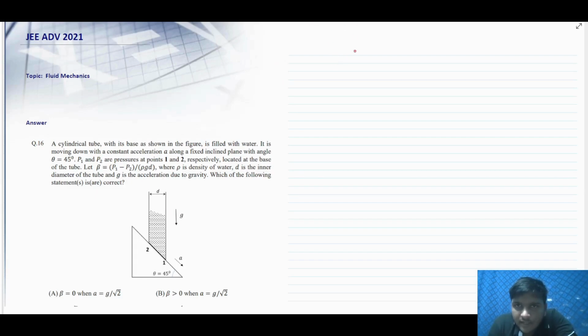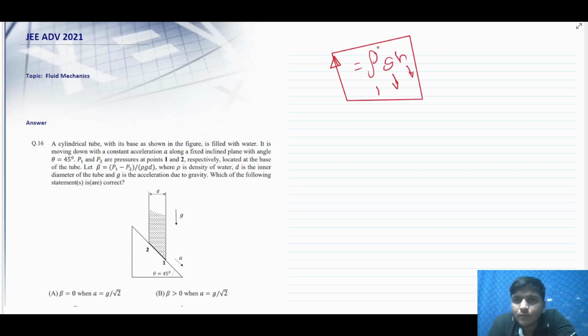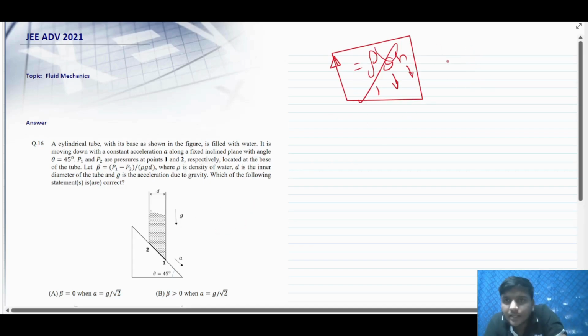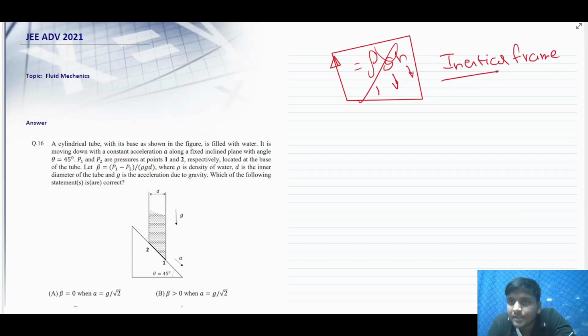You must be aware that the pressure difference in any fluid is equal to rho gh, where rho is the density, g is the acceleration due to gravity, and h is the height. But it is not always true and not a universal formula. What actually matters is that it is only valid when our given container is in an inertial frame. And what is an inertial frame? It means that our container should be at rest with respect to our observer. So we must satisfy this condition of an inertial frame, then only can we apply this formula directly.